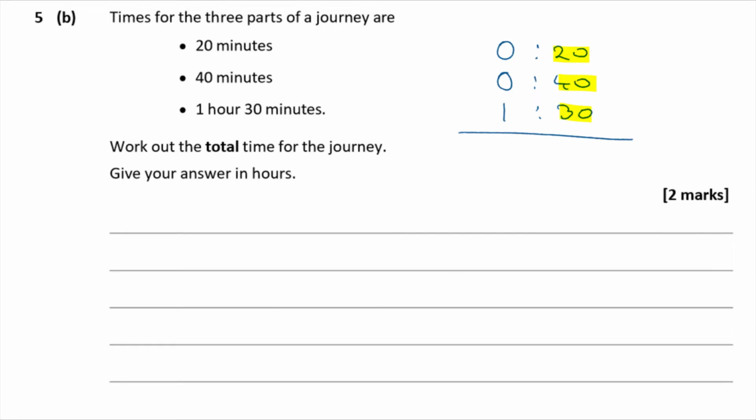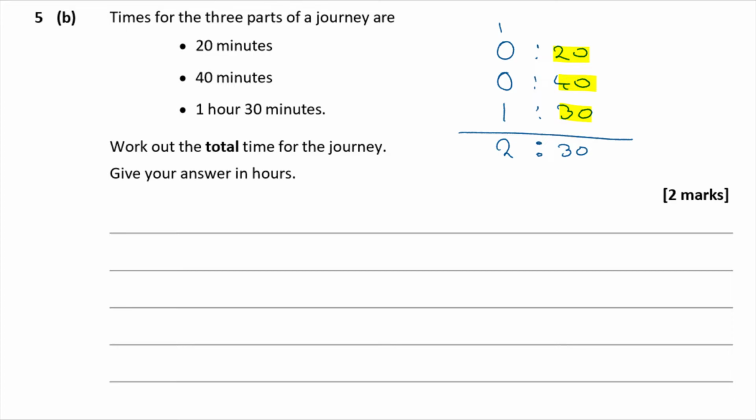So 20, 40, and 30. That adds up to 90 minutes. But 90 minutes is 1 hour and 30 minutes. So I'm going to write the 30 in here and carry over the 1 whole hour into the next column along. And then I've got 1 hour, and 1 hour makes 2 hours. So altogether, that is 2 hours and 30 minutes.